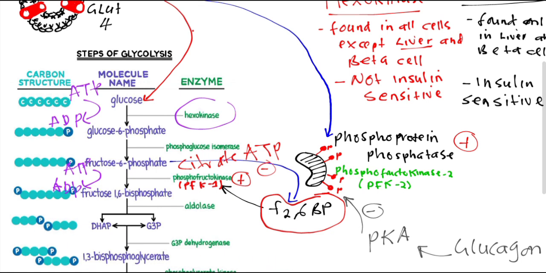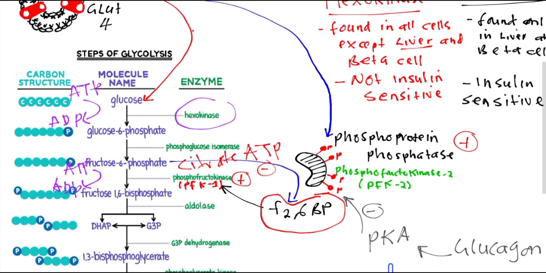Now, what is the other inhibitor of this enzyme? The other inhibitor of this enzyme, we can say, is glucagon. But how does it do it? So glucagon is going to activate PKA, protein kinase A, through the cAMP pathway of the G protein coupled receptors. So glucagon is going to activate the protein kinase A enzyme through the G protein coupled receptors. So if you remember the cAMP pathway, we activate protein kinase A. So when you activate protein kinase A, what does it do?